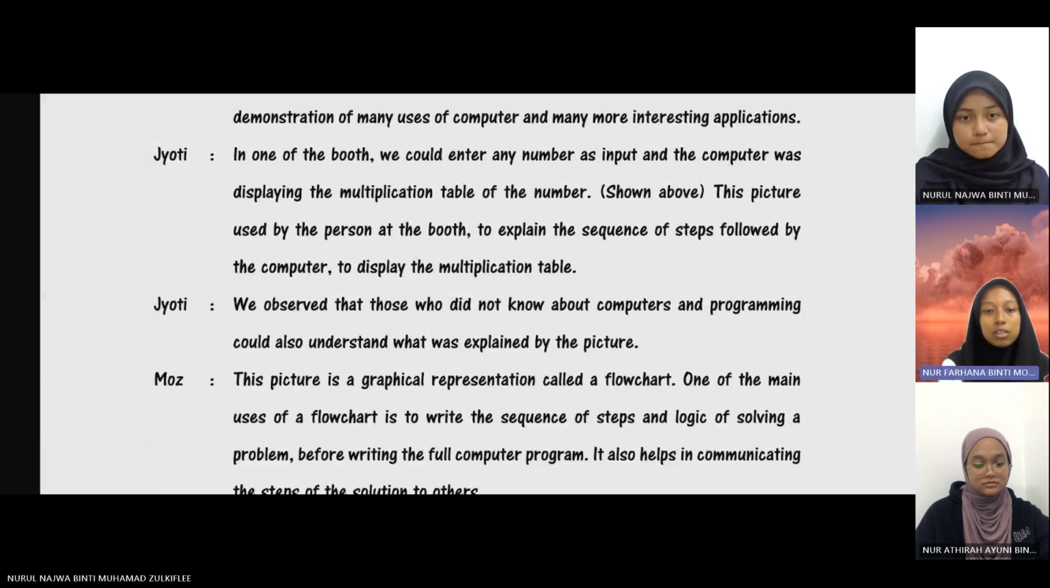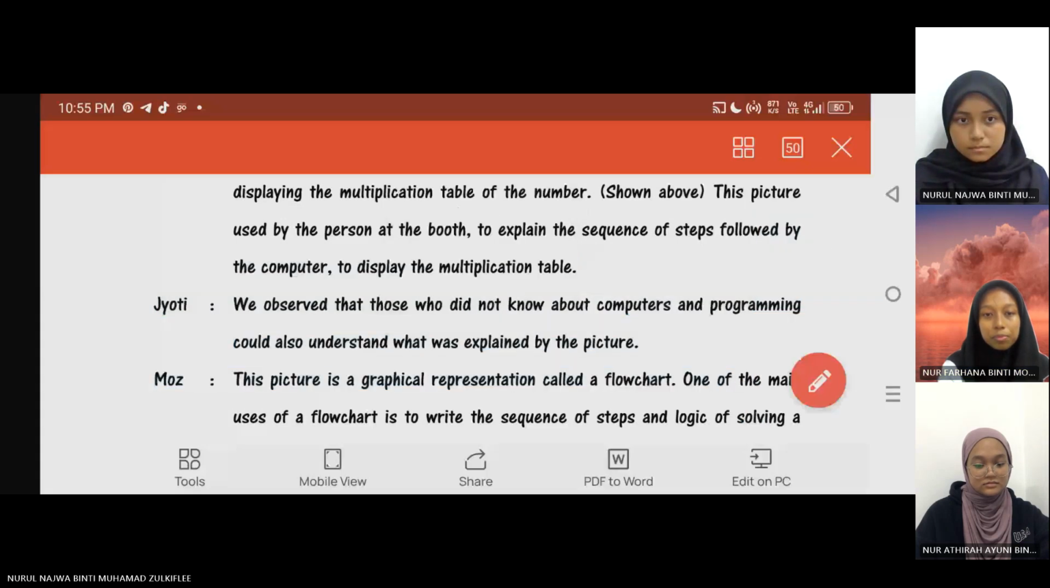This picture is a graphical representation called a flowchart. One of the main uses of a flowchart is to write the sequence of steps and logic of solving a problem. Before writing the full computer program, it also helps in communicating the steps of the solution to others.